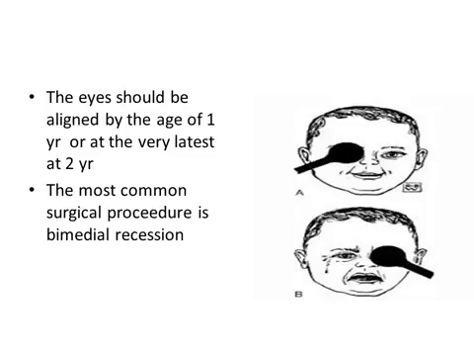Treatment of congenital esotropia is usually surgical, and the eyes should be aligned by the age of 1, or at the very latest by 2 years, in order not to lose binocular single vision. The most common surgical procedure is recession of the medial recti in both eyes. We call it bimedial recession.